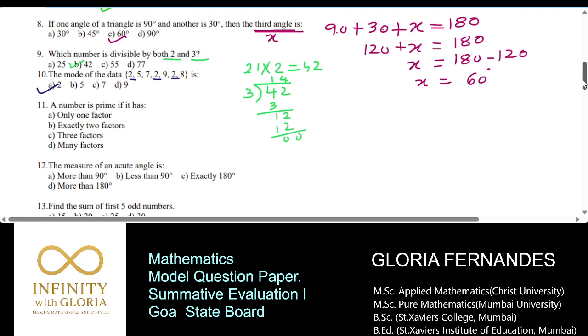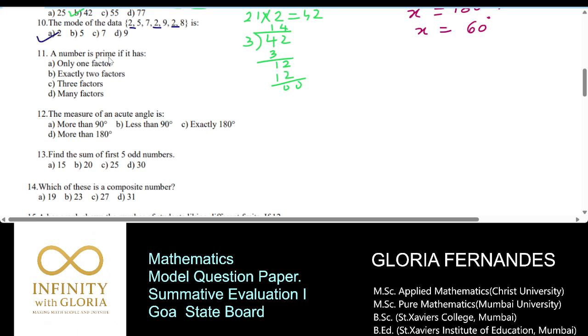Alright. The next one. A number is a prime if it has... So how many factors does a prime number have? Take any prime number, let's say 5. How many factors does it have? 5 times 1, 5 ones are 5, right? So how many factors does it have? 2. So exactly 2 factors any prime number has. Let's say 3 also. 3 times 1, 3. So the answer is exactly 2 factors: 1 and the number itself, whatever number you have.